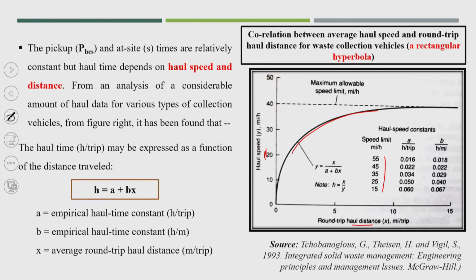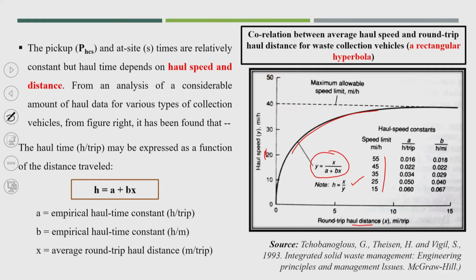So, from this we get the equation y equal to x divided by a plus b x, where a and b are both haul speed constants. But you see here h is equal to x by y, that is a known thing, that is the time. Haul time is equal to round trip distance divided by haul speed.